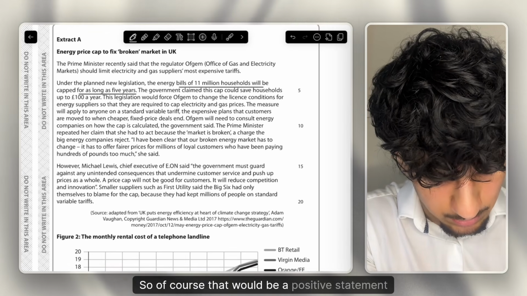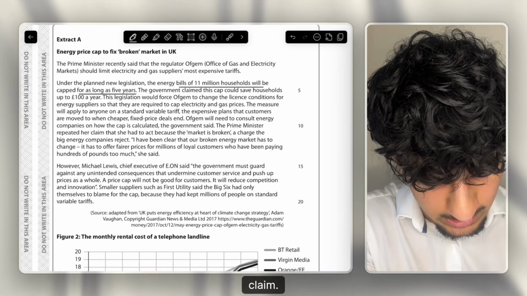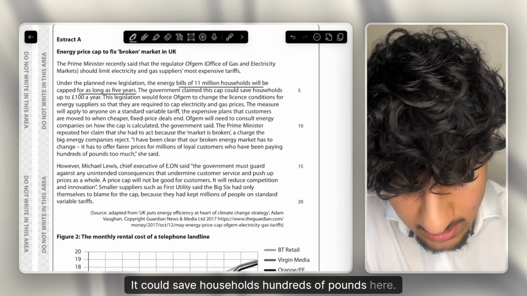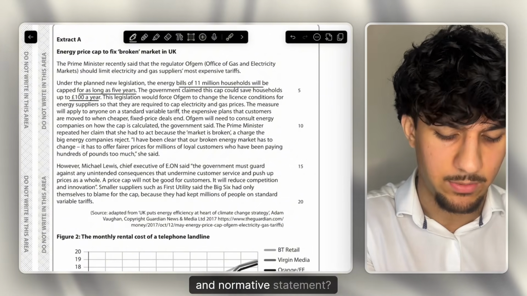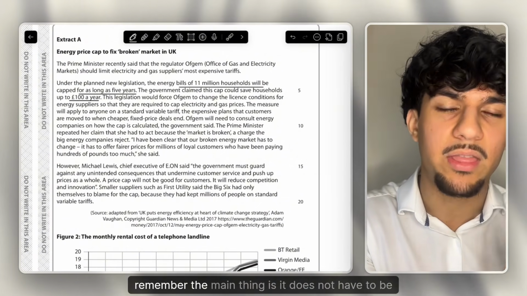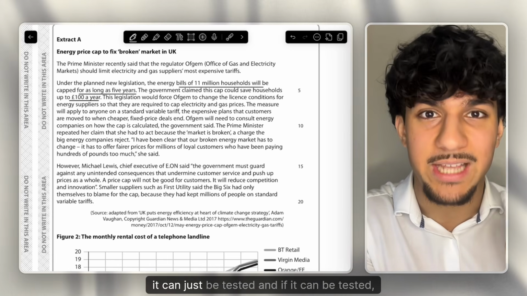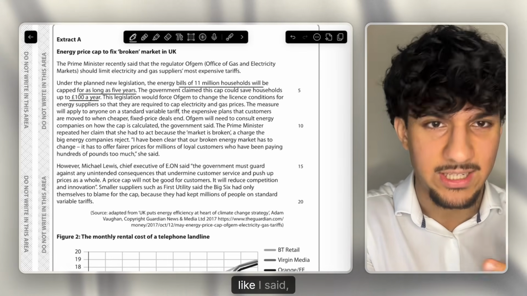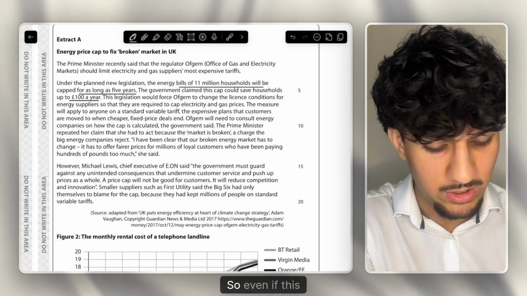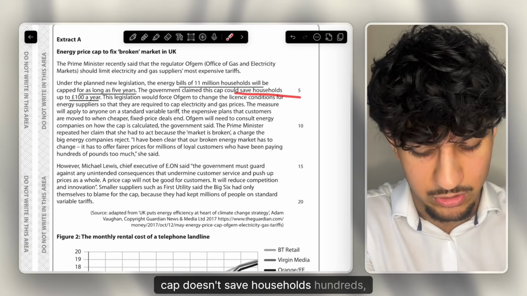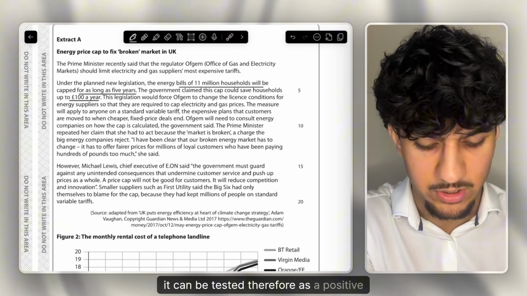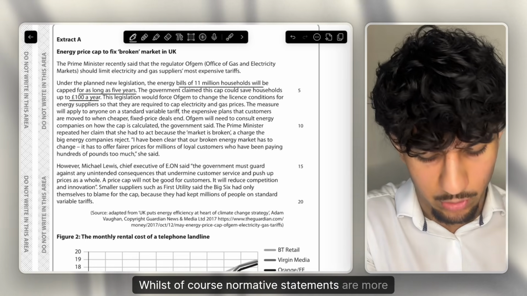So of course that would be a positive statement. Claim it could save households hundreds of pounds a year. And remember, what is the difference between positive and normative statement? Positive statement, remember, the main thing is it does not have to be correct. The main thing is it can be tested, and if it can be tested, like I said, it does not necessarily have to be correct. So even if this cap doesn't save households hundreds, it can be tested, therefore it's a positive statement, whilst of course normative statements are more opinion based.